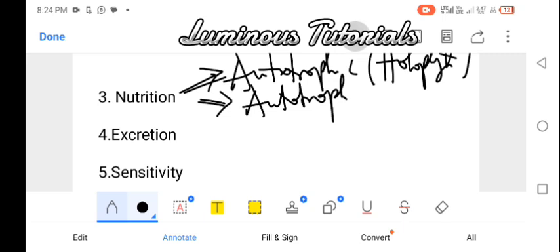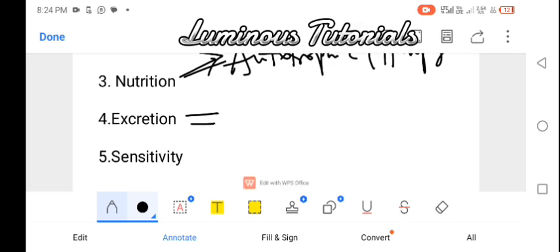The next we'll talk about is excretion. Excretion is simply the removal of metabolic waste. All living organisms do that. The removal of metabolic waste from their body.